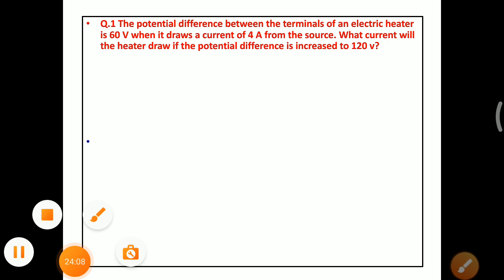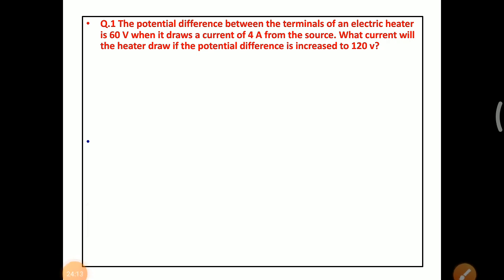The next question. The potential difference between the terminals of an electric heater is 60 volt when it draws a current of 4 ampere from the source. What current will the heater draw if the potential difference is increased to 120 volt?